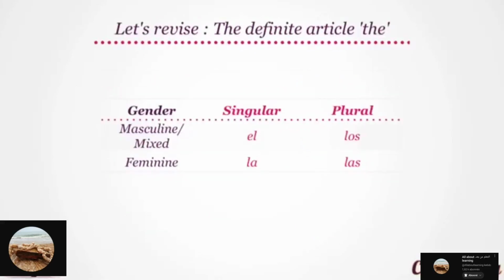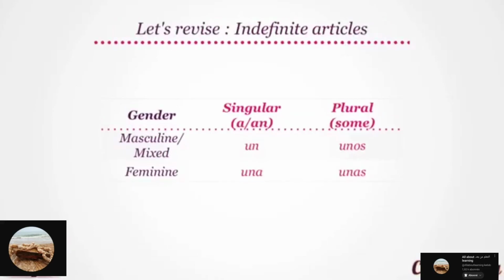Let's look at the definite article the first. With masculine noun in singular form, the translates to el, while with masculine or mixed nouns in plural forms, the becomes los. Moving on to the feminine forms, with feminine nouns in singular form, we use la, while with feminine nouns in plural form, we use las. One more time. Las. Great. Let's now look at the indefinite articles.